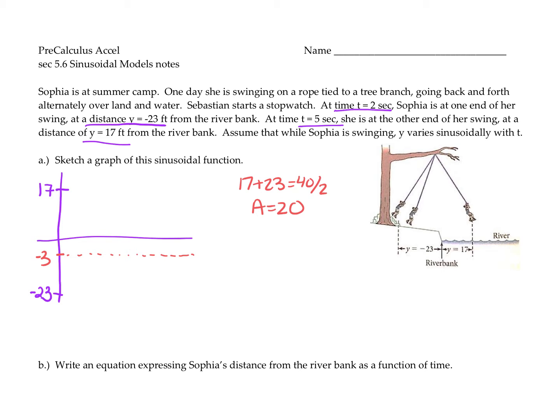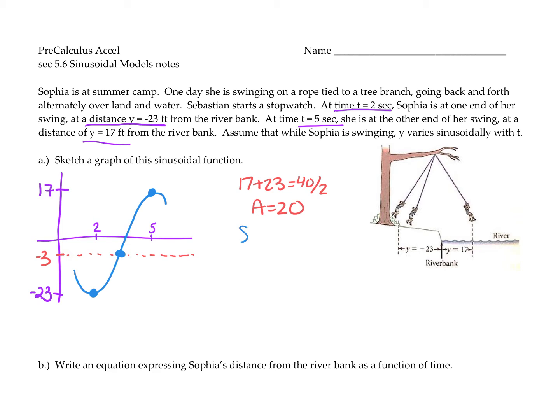And then they give us 2 points, at 2 and at 5. At 2 seconds, she was at the minimum, negative 23, and at 5 seconds, she was at the maximum of 17. Since we know this follows a sine-cosine type pattern, if this is the minimum, it'll look something like that, and if this is the maximum, it'll look something like that. And there'll be a point somewhere between 2 and 5 on my midline at negative 3.